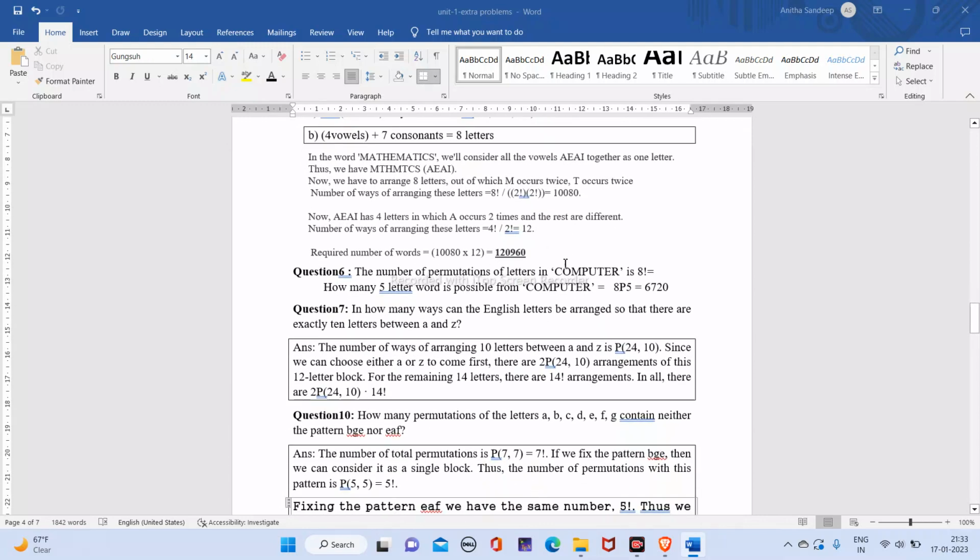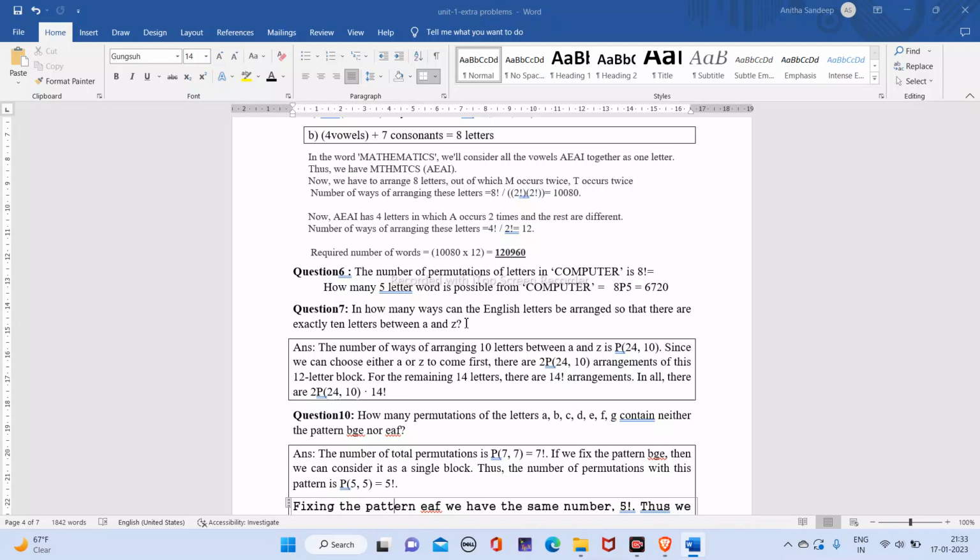Next question. The number of permutations of the letters in the word computer will be 8 factorial. Next, how many 5-letter words are possible from computer? So there are totally 8 alphabets and all are different. Therefore, it is 8P5. You have to arrange only 5 characters from these, so it can be done in 8P5. Why it is permutation here is because it is an arrangement, not a selection. So permutation is the arrangement, whereas combination is the selection.